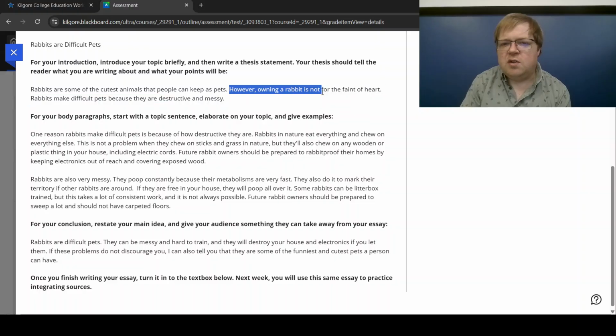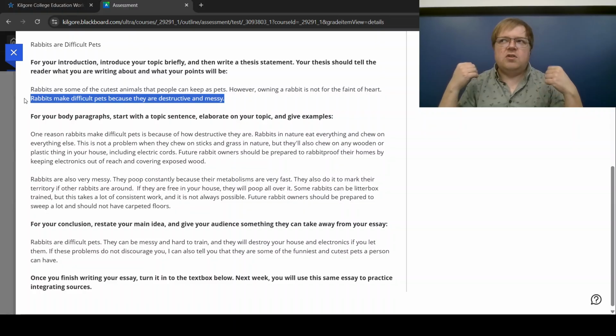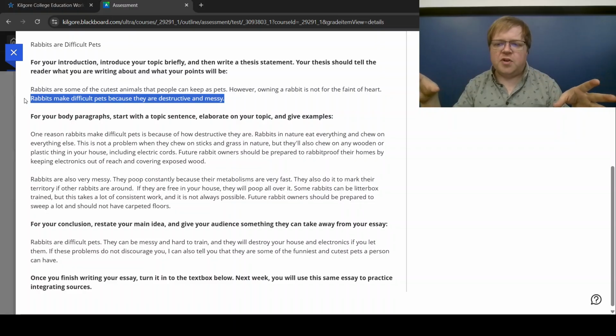However, owning a rabbit is not for the faint of heart. And then this is my thesis statement right here. A thesis statement is basically going to tell you, your audience, in a single sentence, what the whole point of your essay is.